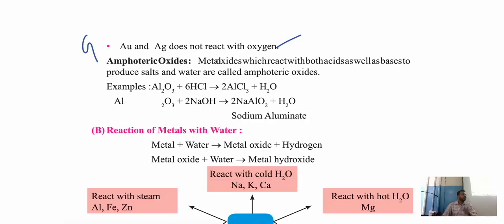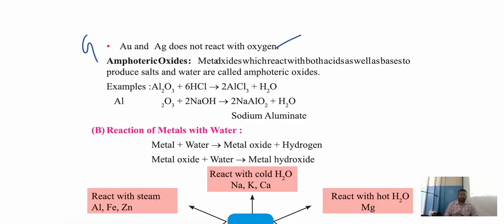Understood? We are not using copper or aluminum in jewelry because they react with oxygen. Since gold and silver do not react with oxygen, only they are used in jewelry. So only they are so costly compared to other metals. Understood?